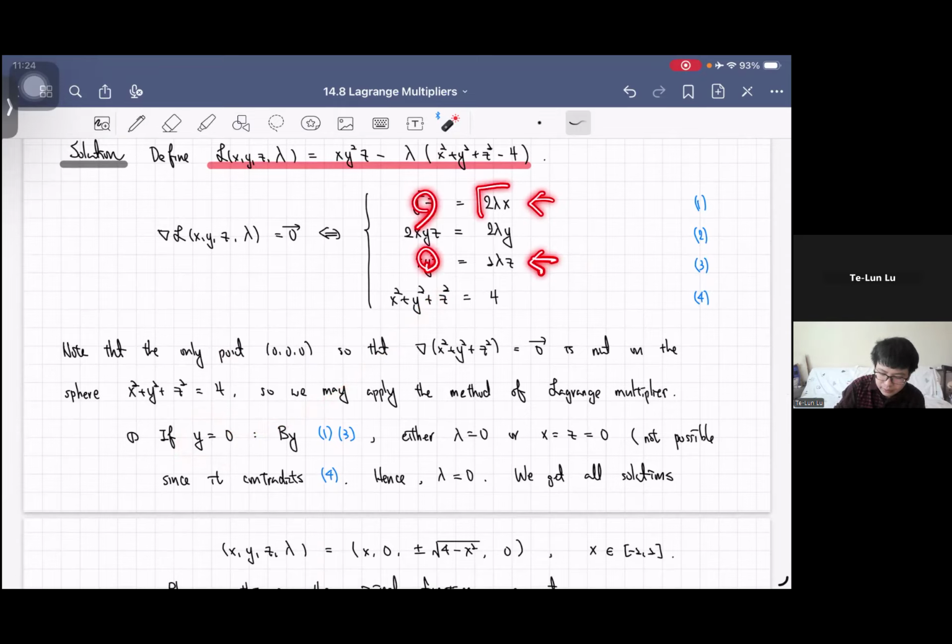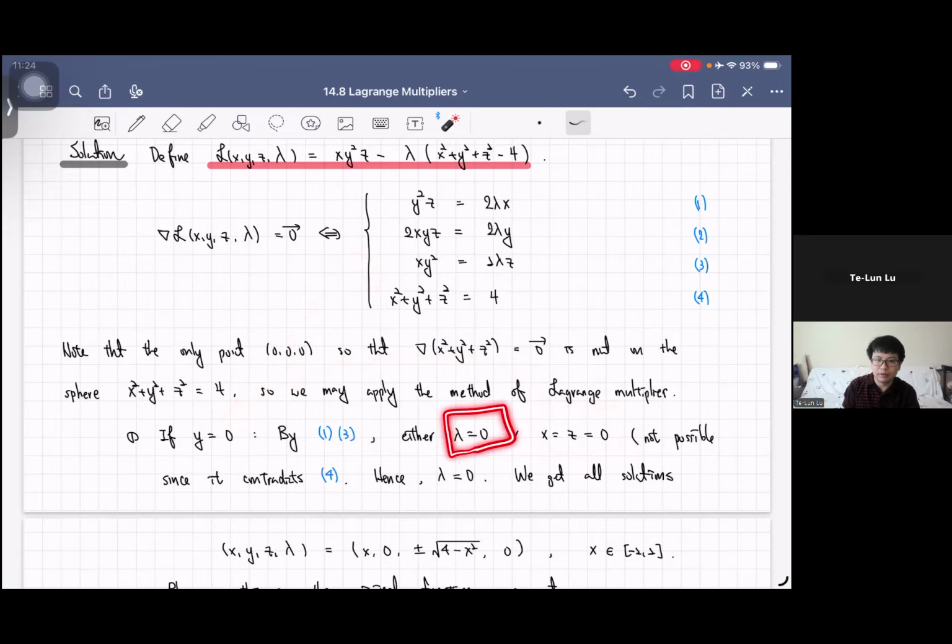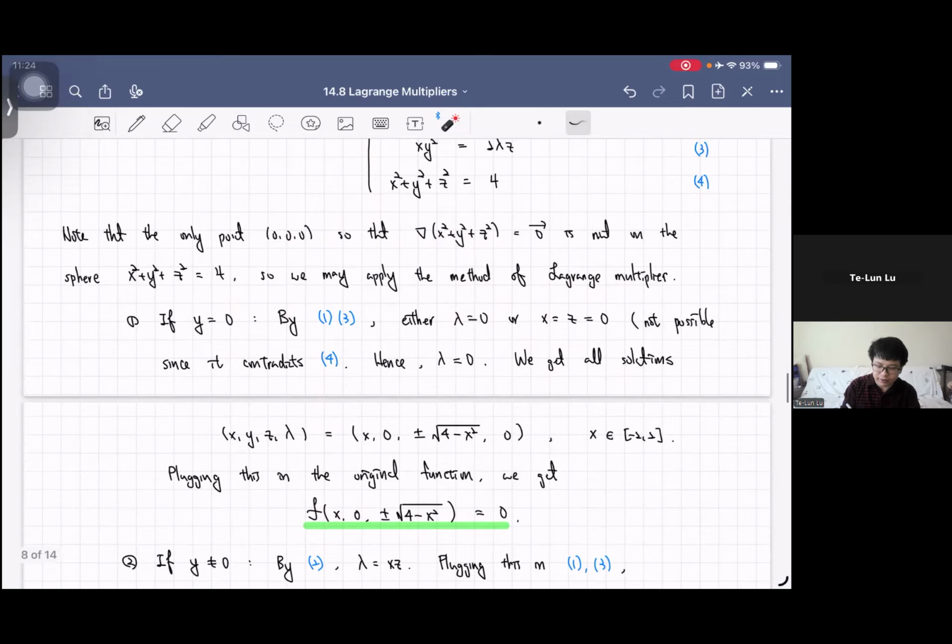So we get 2 lambda x and 2 lambda z are 0. So either lambda is 0 or both x and z are 0. But this is not possible, because that means that x, y and z are 0, which is not on the sphere, right? So the only possibility is when lambda is equal to 0. And so for every x and y, with lambda being 0, x and z can be solved using the fourth equation, right? So this will be the general solution when y is equal to 0.